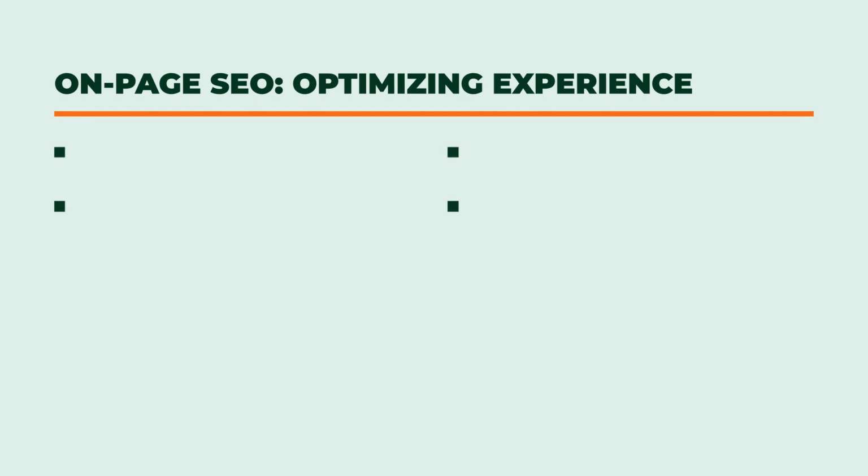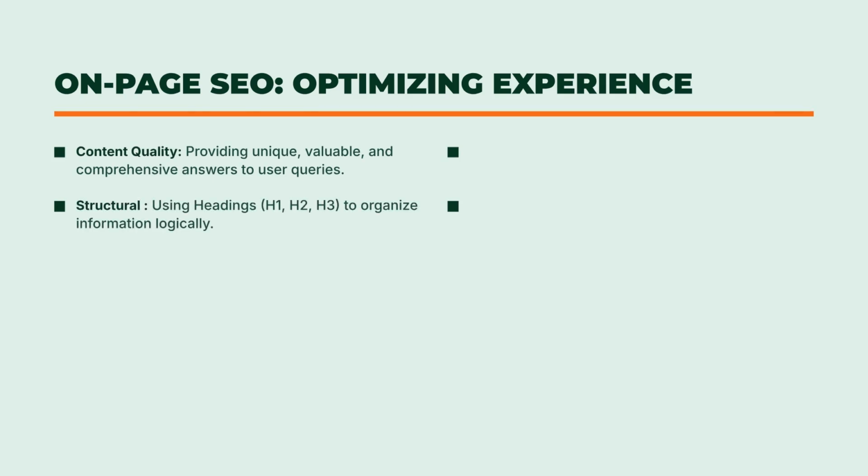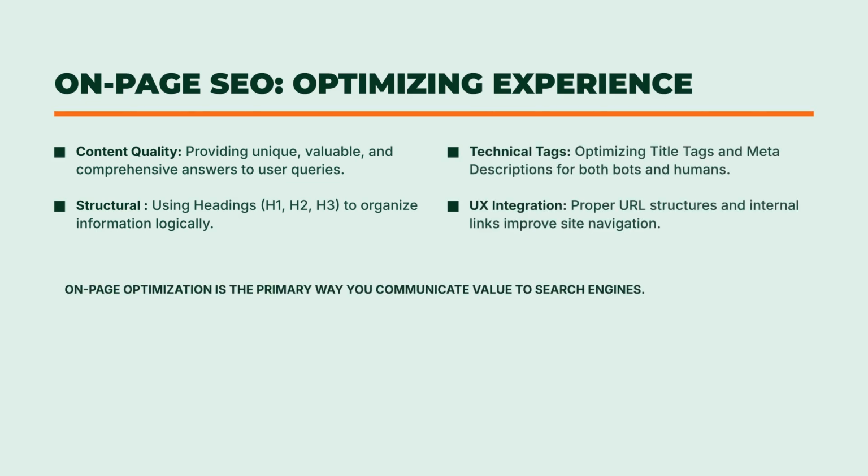On-page SEO optimizes user experience. This includes high-quality content that answers queries and using headings to organize information. Optimize technical tags like title tags and meta descriptions, and integrate strong UX with proper URL structures and internal links.